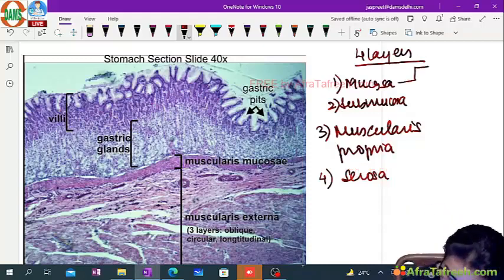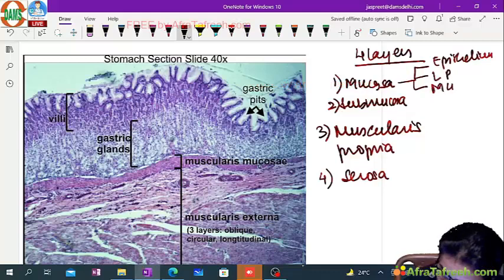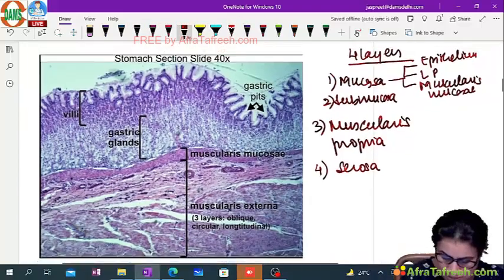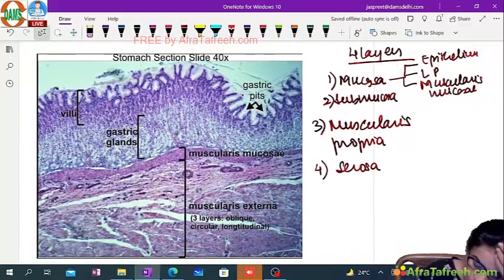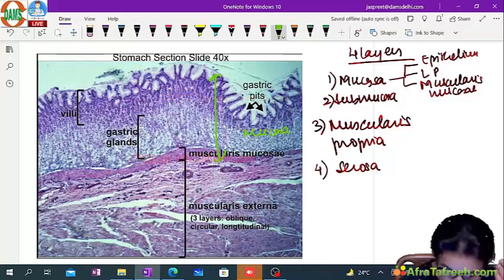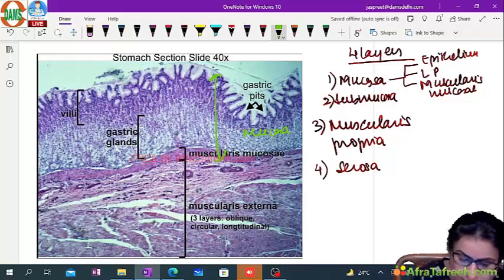Again, mucosa has 3 parts as everywhere else. Mucosa has the epithelium, the lamina propria, and the muscularis mucosae, a tiny layer of muscle associated with mucosa. Now look at this. This is the section from stomach. This part I'm labeling till muscularis mucosae is the mucosa. You can see the lining epithelium.